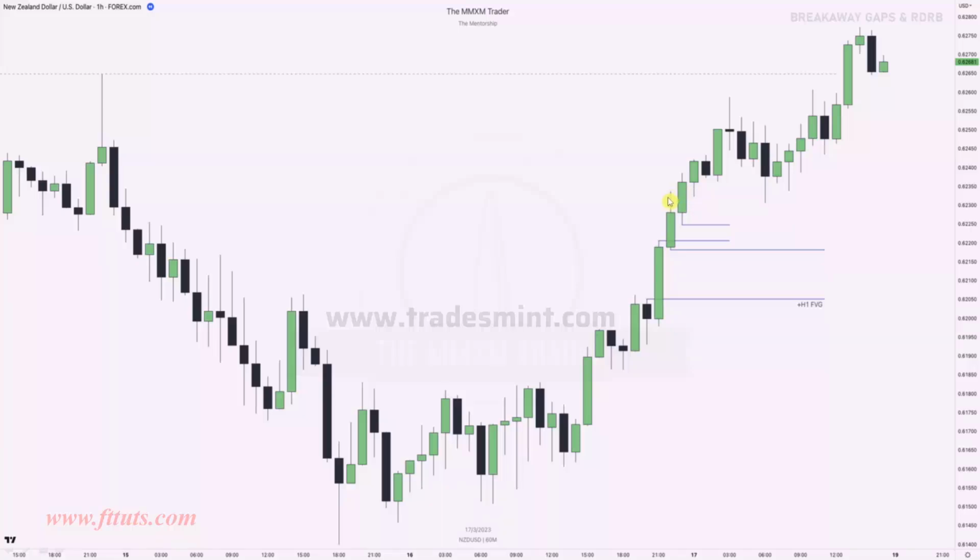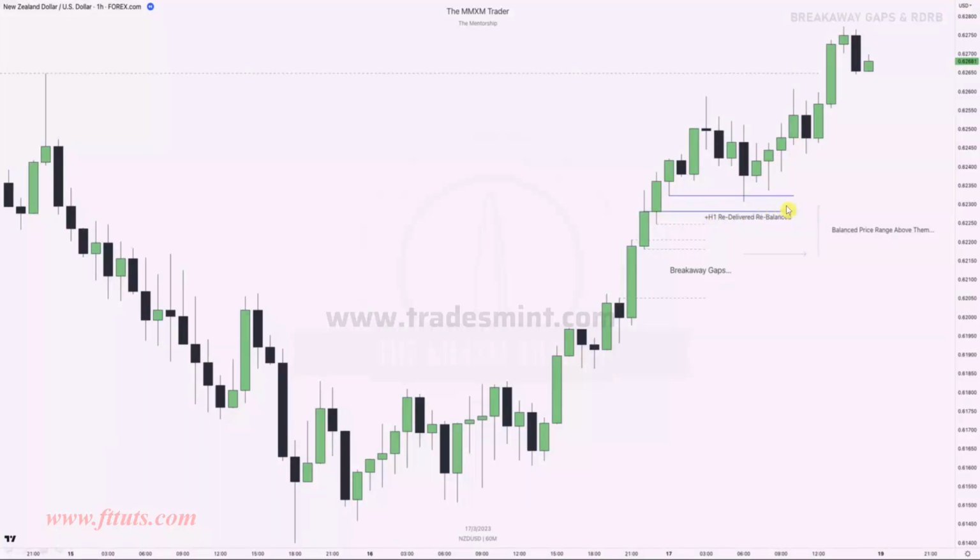What is happening over here? Up, down, and then once again up. So we have a balanced price range here, and you can see the wick comes into this BPR over here in this redelivered rebalanced PD array. Put your eye on here. Outline those with the redelivered rebalanced lines, with the closing price of this bullish candle and the low of this wick from this candle. And then we have this array leaving all these breakaway gaps.